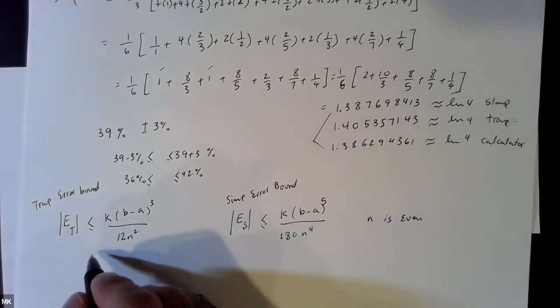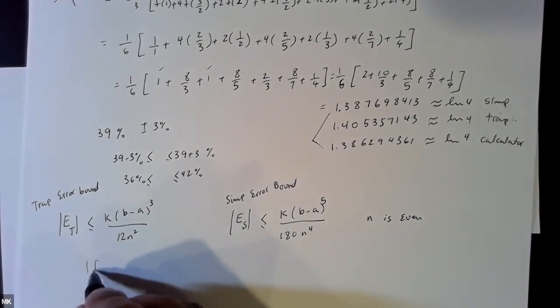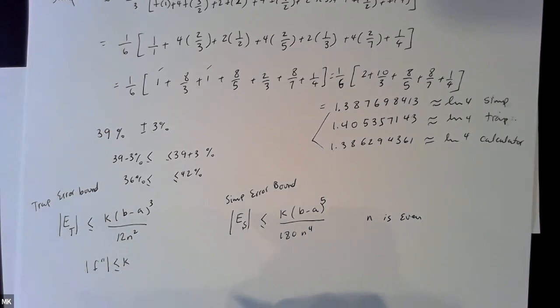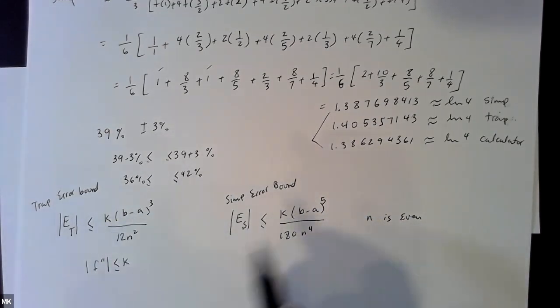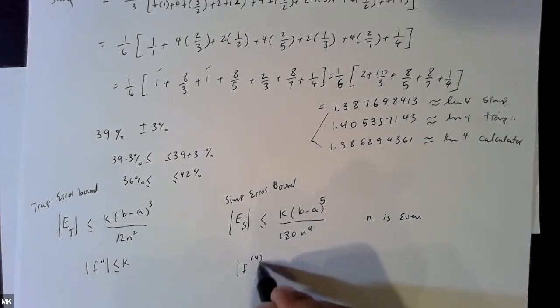Now, what is k? For the trapezoidal rule, k is the upper bound for the second derivative of the function, over that interval, of course, not everywhere, just over that interval. And for Simpson's rule, k is an upper bound for the fourth derivative of the function.